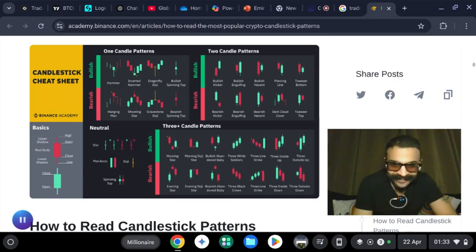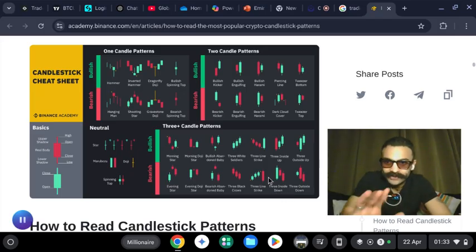That's cute. Abandoned baby. Three black crows. Oh, nasty man, dangerous, super super dangerous. Three line strike, three inside down, three outside down. So this is like basic.